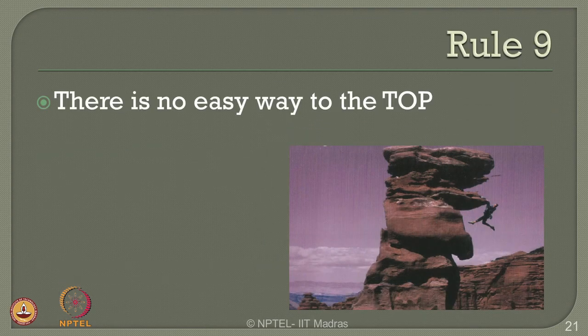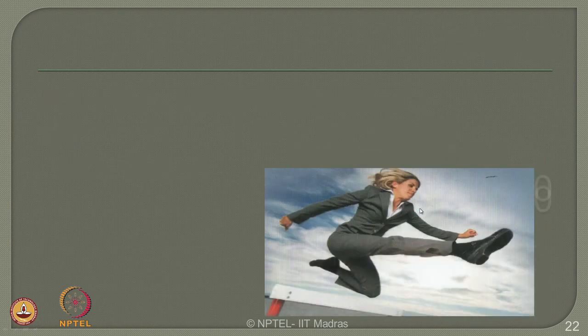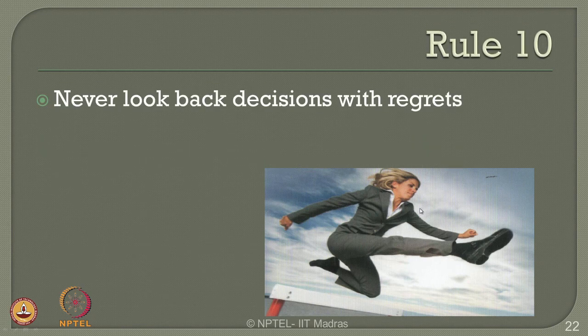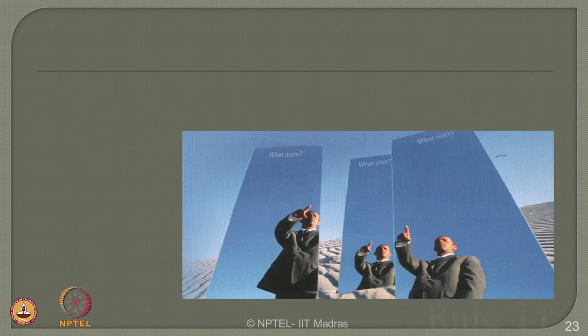Rule 9, please understand there is never an easy way to reach the top. Whoever has raced has always been swinging, and faced greater difficulty before they reached the top. Therefore, those who made it to the top did not make it easy, please understand. You have to struggle, innovate, be patient, be steady and of course follow rules and regulations, to make safety the first agenda in my life. Rule 10, never look back at decisions with regret. Accidents do occur, but never hesitate to make new decisions even if old decisions were not correct.